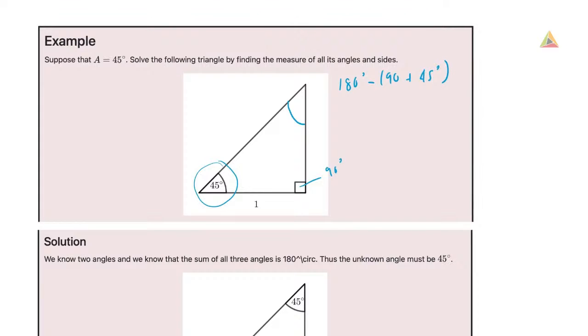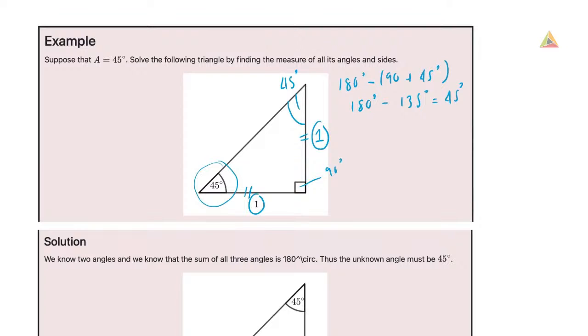So when you add 90 and 45, you get 135. So it's going to be 180 degrees minus 135 degrees, and you get 45 degrees. So that's this angle here, so that's also 45 degrees. Now, the fact that both of those angles are 45 degrees, they're both the same, must mean that this side is the same as this side. And that's going back to geometry. So if this side is 1, then that must mean that this side is also 1.